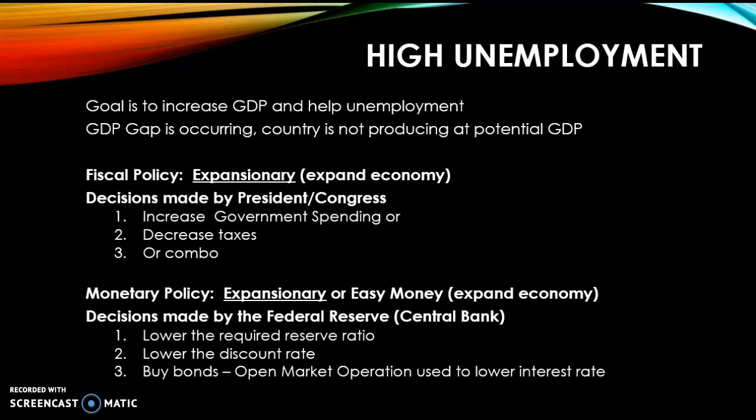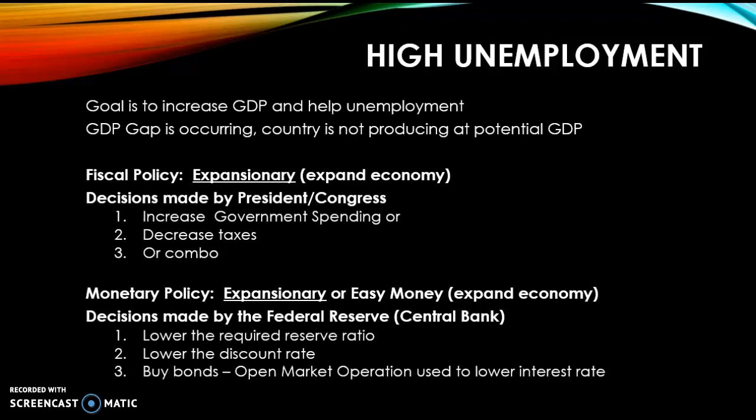And then the other one, monetary policy, is also expansionary monetary policy. It's also known as easy money. It's decisions made by the Federal Reserve, also known as the central bank. And we lower the required reserve ratio, meaning banks don't have to keep as much in their vault. They can loan more money to consumers and businesses. We lower the discount rate, used as a communication tool. That's what it costs for a bank to borrow money from the Federal Reserve.